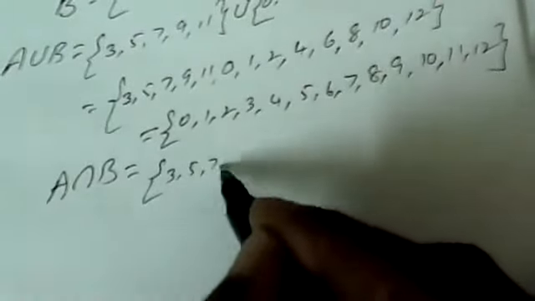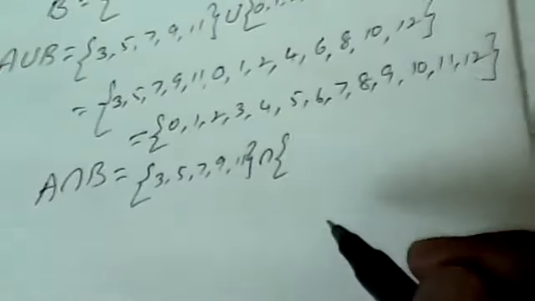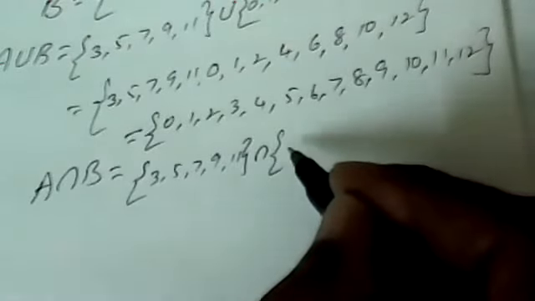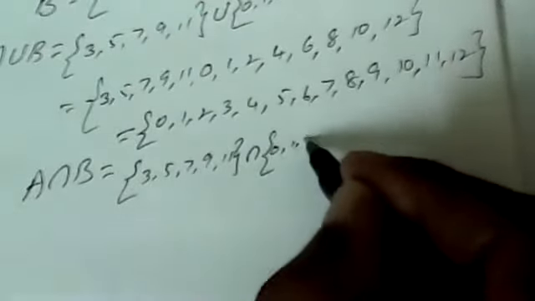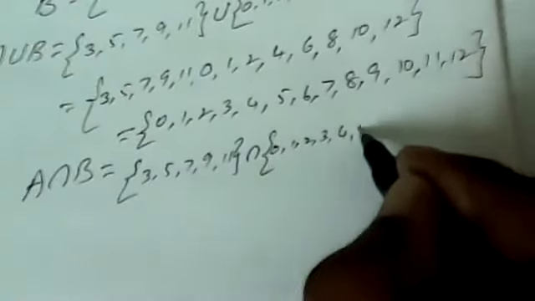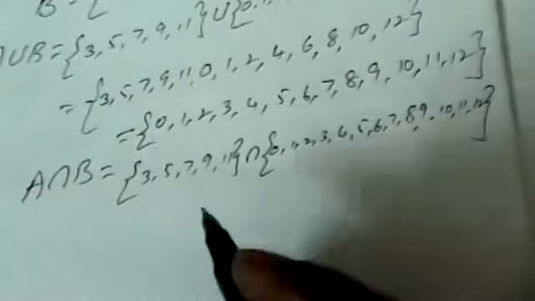3, 5, 7, 9, 11 intersection taken with set B, which contains 0 to 12. So 0 to 12 means 0, 1, 2, 3, 4, 5, 6, 7, 8, 9, 10, 11, 12. So intersection means only common elements. See the elements in A first and find out whether it is there in B or not. If it is there, you write here.